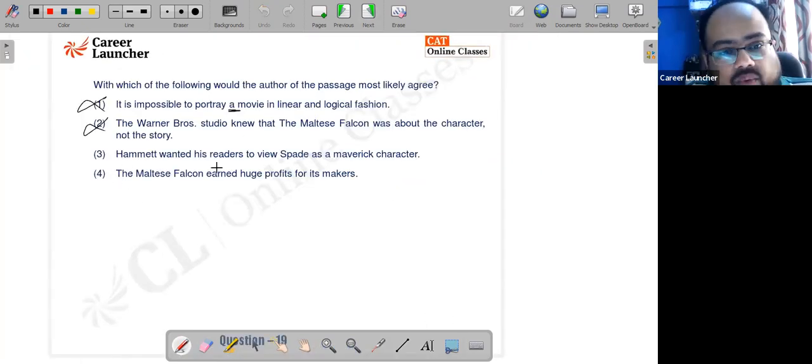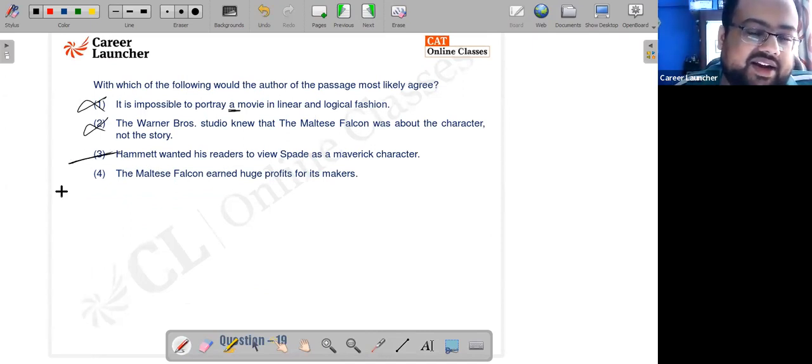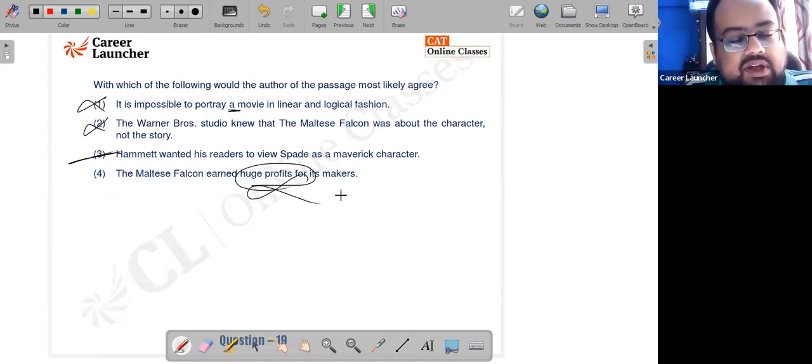The third one says Hammett wanted his readers to view Spade as a maverick character. This is correct. The fourth one says earned huge profits. Nothing is discussed about profits, and that is out of scope. Option 3 is the best option.